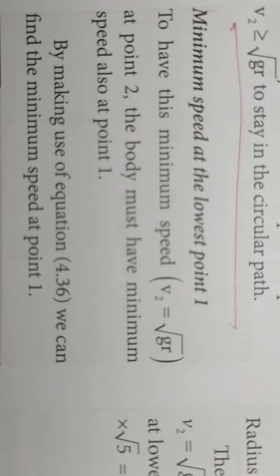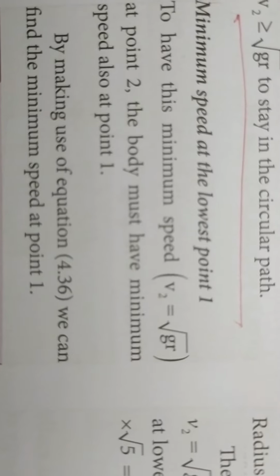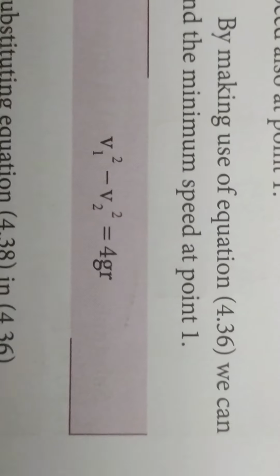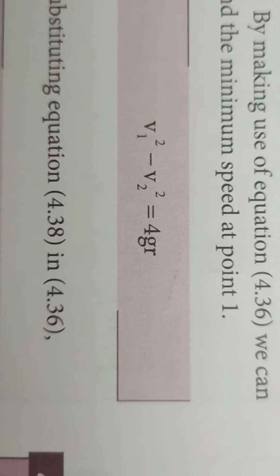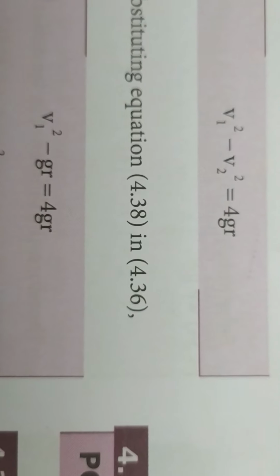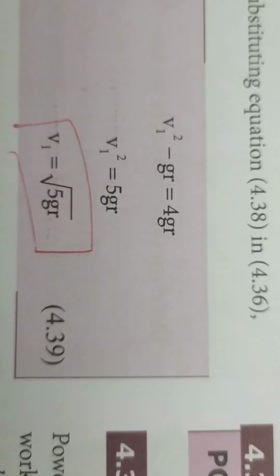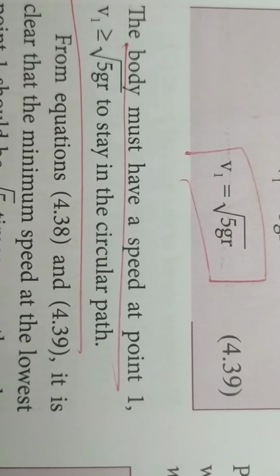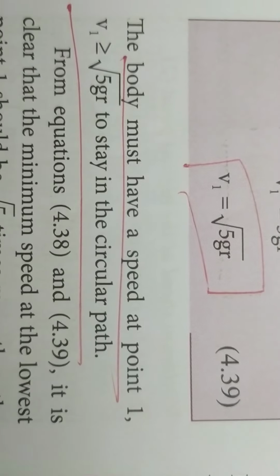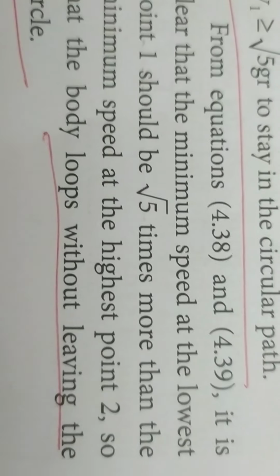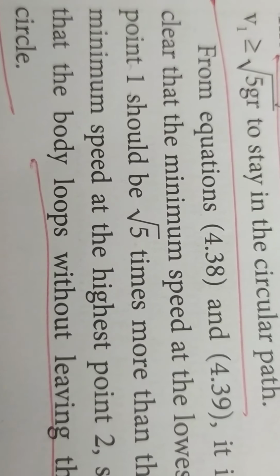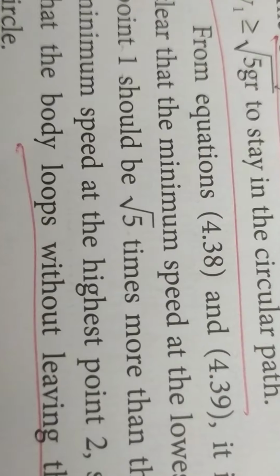Next we are going to see the minimum speed at the lowest point 1, so we find v1. You know v1 square minus v2 square is equal to 4gr, and substituting for v2 square you get v1 square minus gr is equal to 4gr, or v1 square is equal to 5gr, or v1 is equal to the square root of 5gr. So the body must have this speed, that is, v1 should be greater than or equal to the square root of 5gr. These two velocities must be satisfied in order for the body to loop without leaving the circle. So these conditions must be satisfied for vertical circular motion. That's all, girls, hope you understand.